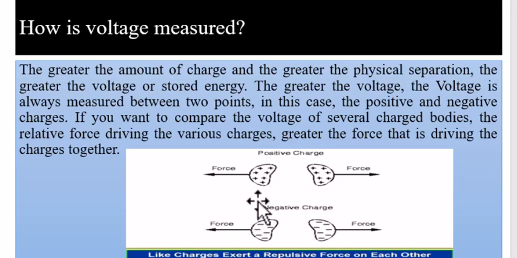Voltage basically depends upon the amount of charge of two charged bodies. Suppose you have to estimate the voltage difference between two charged bodies, then it depends upon the magnitude of the charge in the two charged bodies and the magnitude of the force at which these two charged bodies are repelling each other. Voltage basically depends upon this.